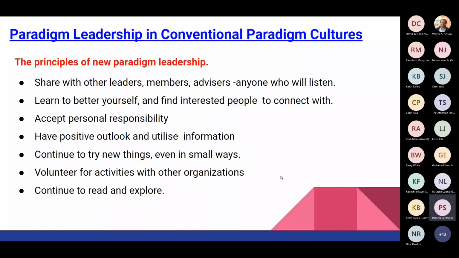You accept personal responsibility for finding ways to use the information rather than always saying, well, so-and-so won't let me do that and this kind of thing. You find a way to do it. You maintain a positive outlook and try to find areas in which you can use this information rather than focusing on the areas that seem out of bounds.